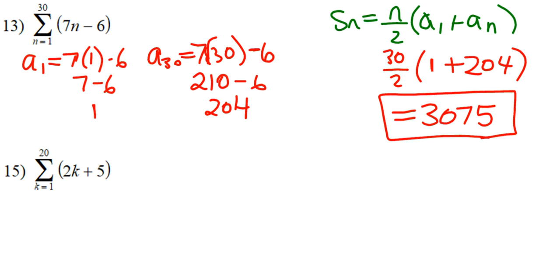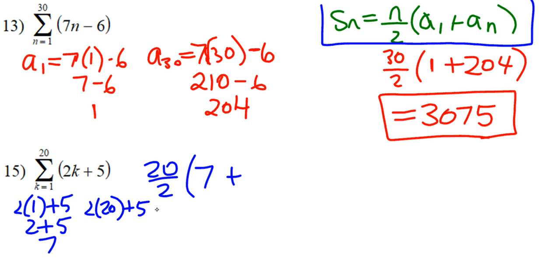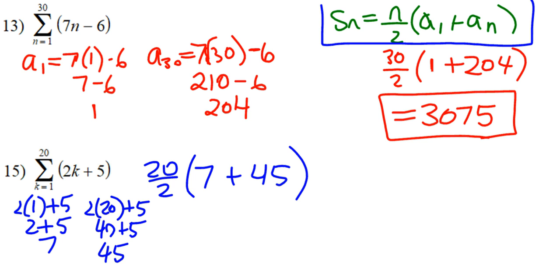So then the next one, we do the same thing. We're using this formula over and over again. So we can see that n is 20, and then we need that first term, so plug in 1. 2 times 1 plus 5, that's 2 plus 5 is 7. And then we need the last term, so plug in 20. 2 times 20 plus 5, that's 40 plus 5 is 45. And then evaluate that formula. 20 over 2, 7 plus 45. It's 520. So that sum is 520.